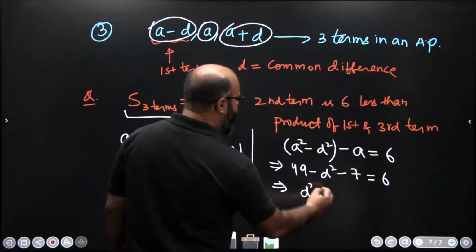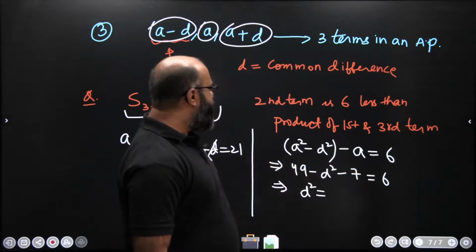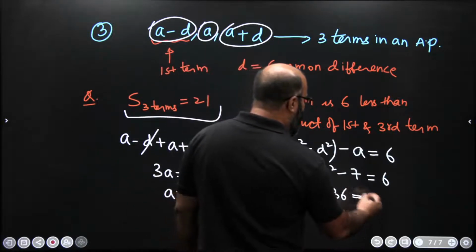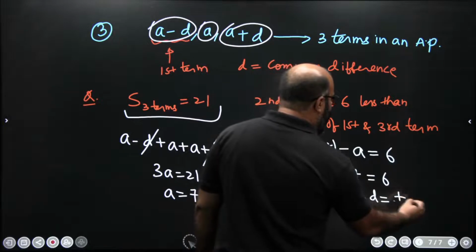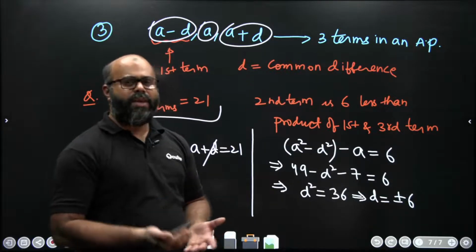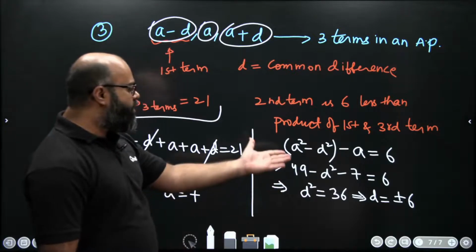So what will be d square? d square would be 13 here, and then 49 minus 13 will be 36. So we will get d is equal to plus minus 6. We can take either 6 or minus 6. In one case it will be an increasing AP, in another case a decreasing AP, but the terms will be the same. So let us take d is equal to 6.